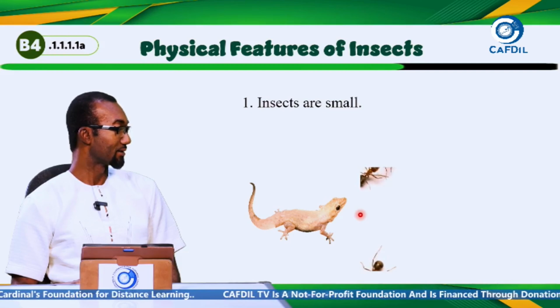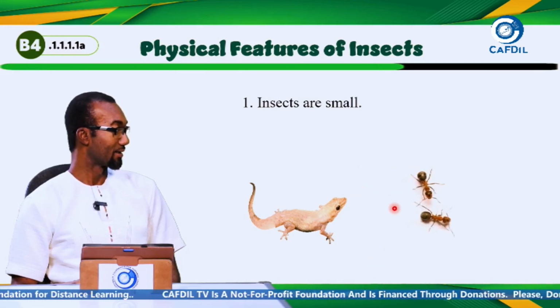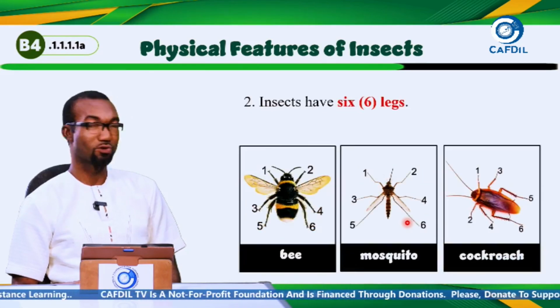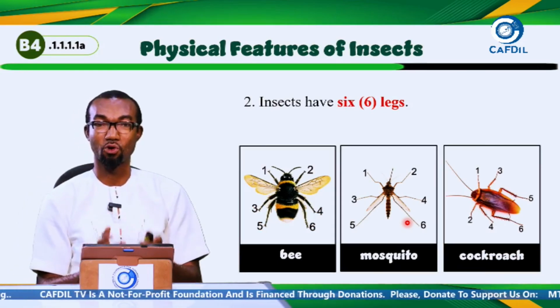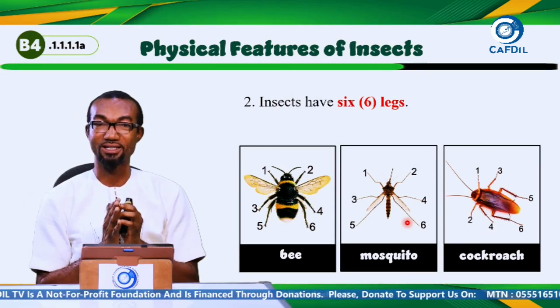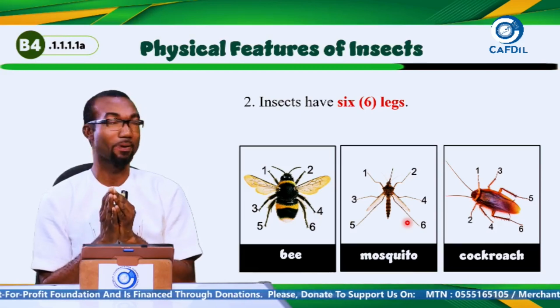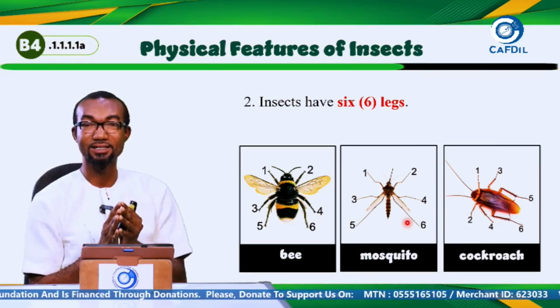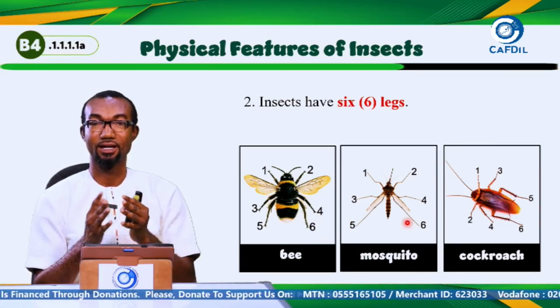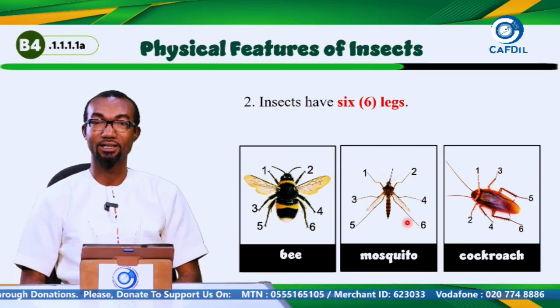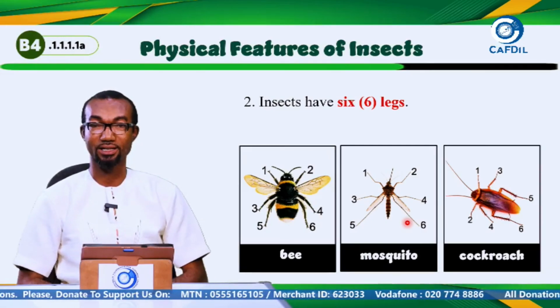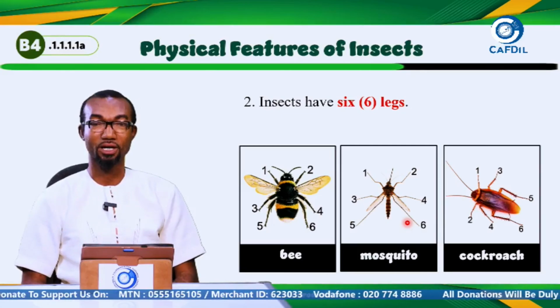You see that still the lizard is bigger than the ant. So insects are small. When we talk about insects, they are small. That is the first feature. The number 2 feature is that insects have 6 legs. And we said it in the definition that they are animals with 6 legs. They are the smallest of all animals with 6 legs.